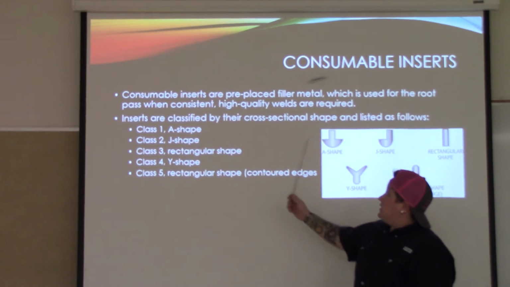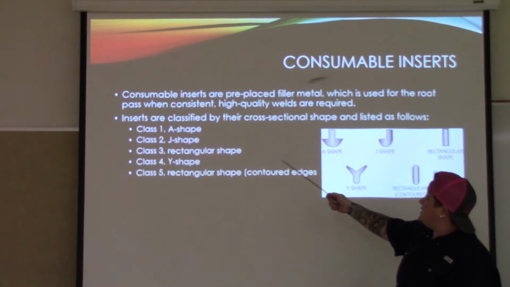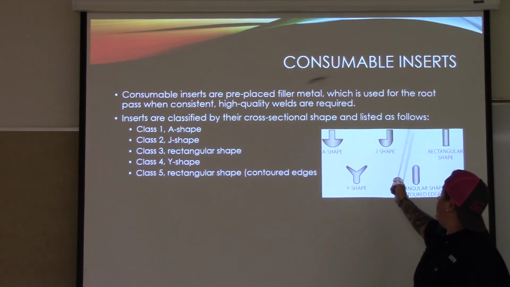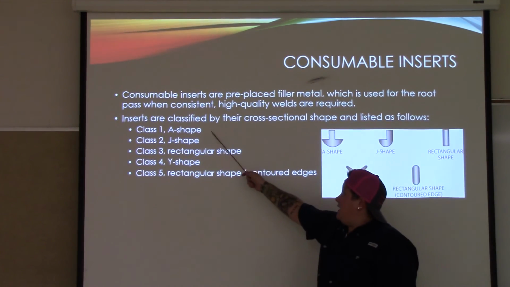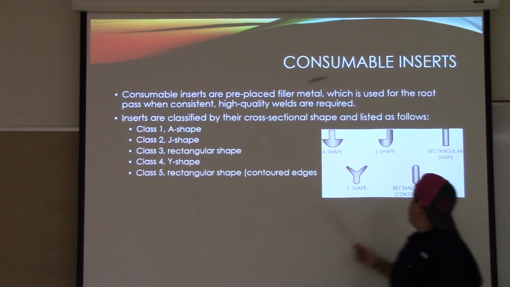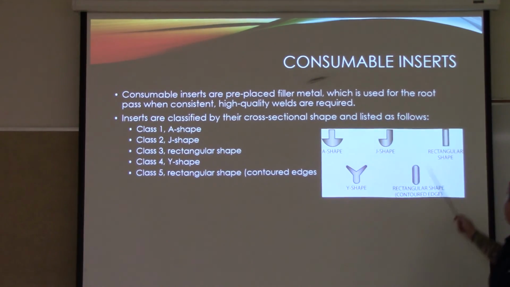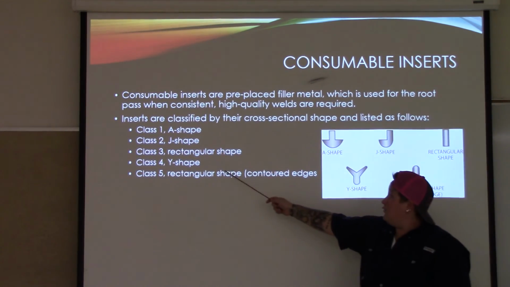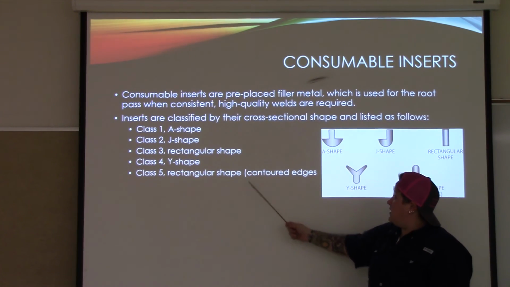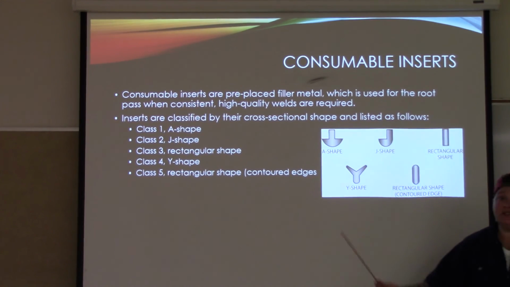Consumable inserts. Consumable inserts are pre-placed filler metal which is used for the root pass when consistent high-quality welds are required. Inserts are classified by their cross-sectional shape and listed as follows. Class 1, A shape, so it looks like this. Class 2, J shape, so it looks like this. Class 3, rectangular shape, looks like this. Class 4, a Y shape, so it looks like this. And then Class 5, rectangular shape with contoured edges, so it's a little rounded, okay? So those are consumable inserts.